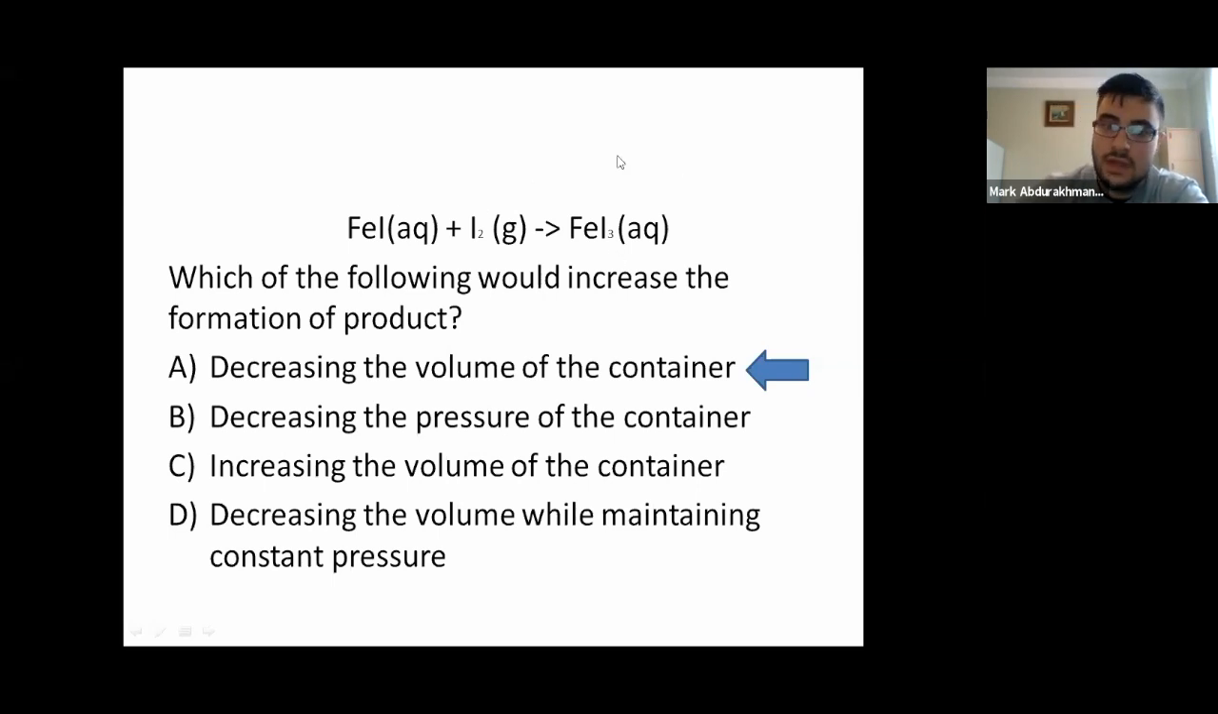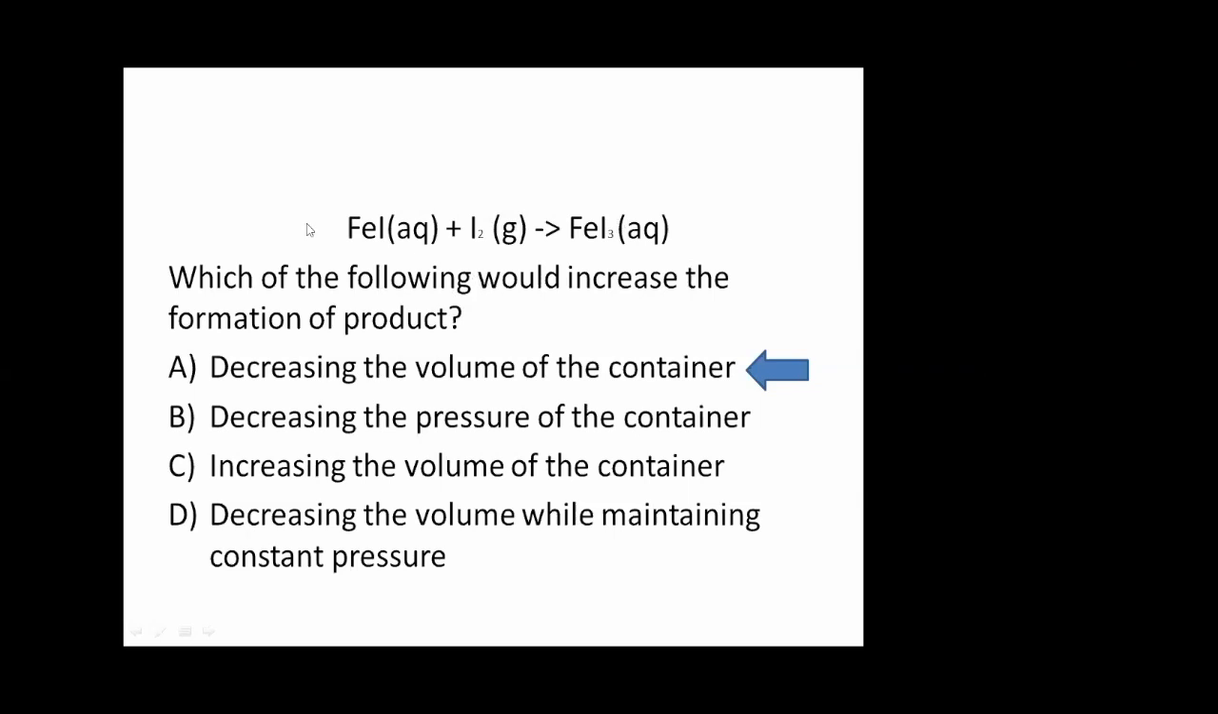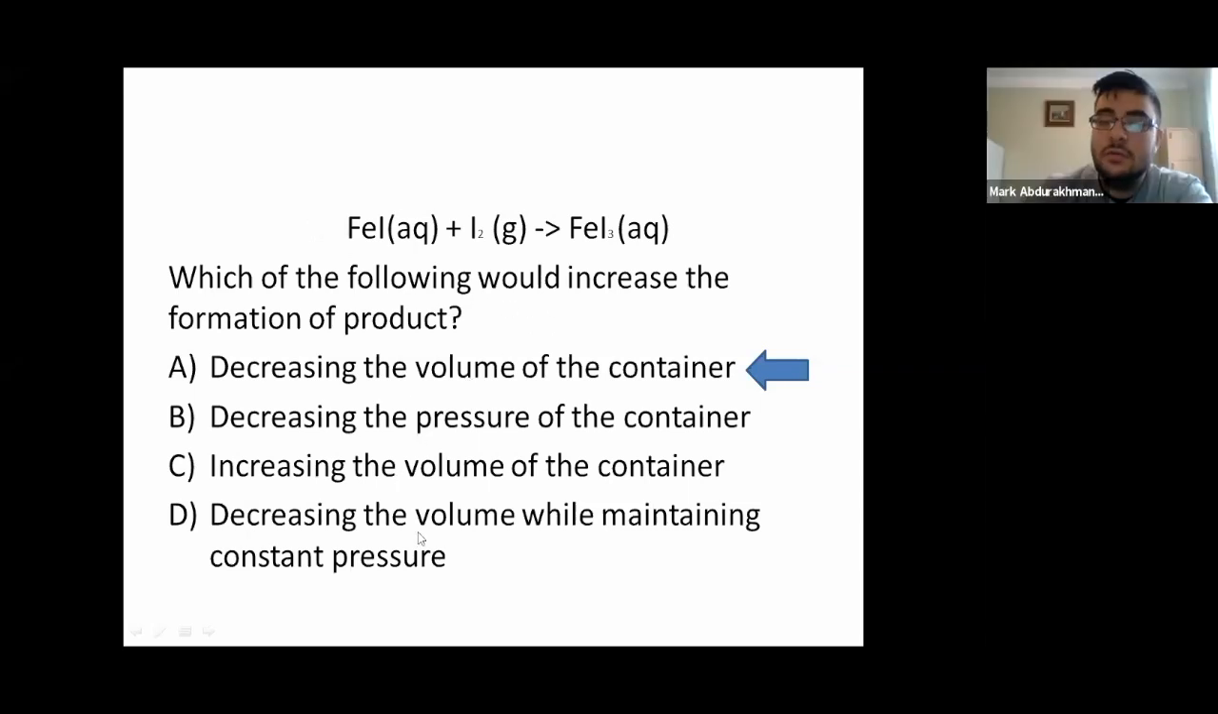If there were more moles of gas on the right side than on the left, it would shift to the left. No, why is it incorrect? Because it's also saying decrease in the volume. Decreasing the volume while maintaining constant pressure is wrong because that wouldn't change the equilibrium. Volume doesn't actually change equilibrium.